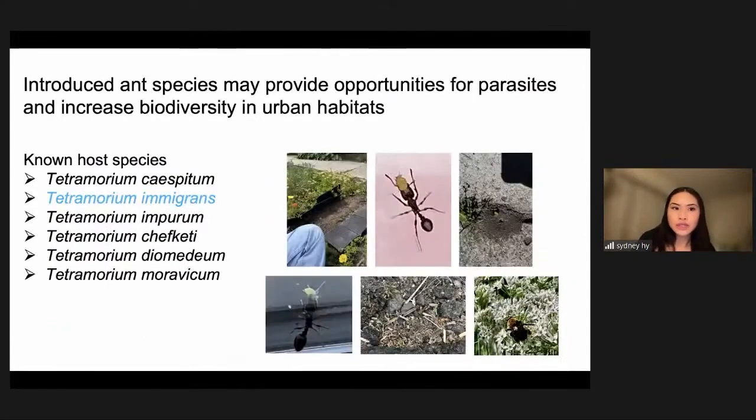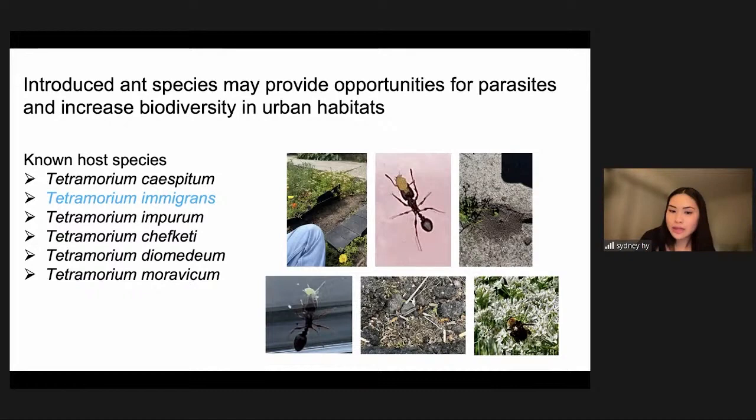So, in conclusion, introduced ant species may provide opportunities for parasites and increase biodiversity in urban habitats. Tetramorium immigrans is an urban species that seems to be a disturbance specialist as opposed to other introduced species that may be more destructive and more of an economic burden.